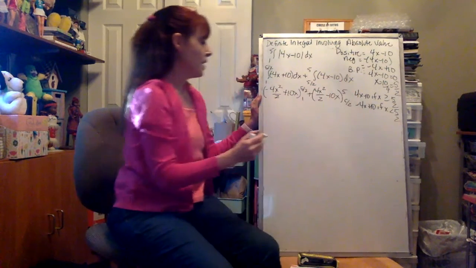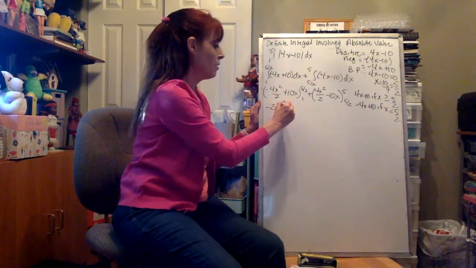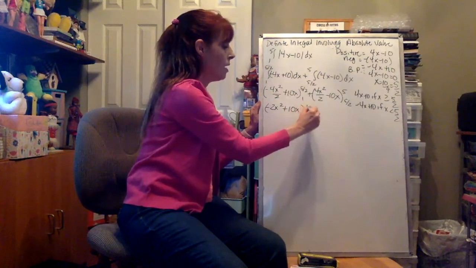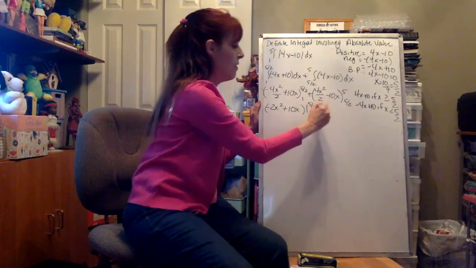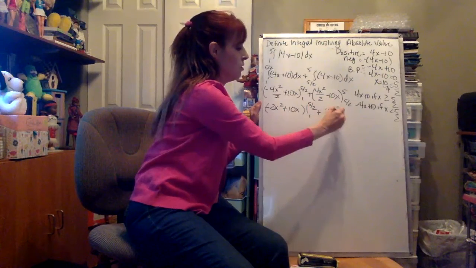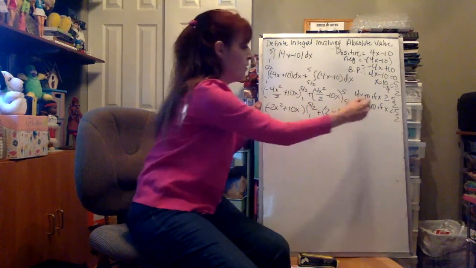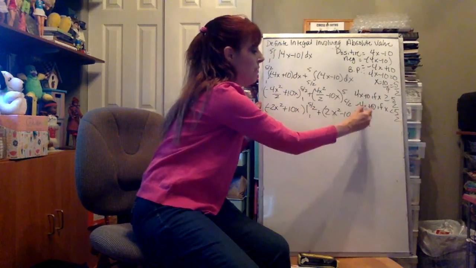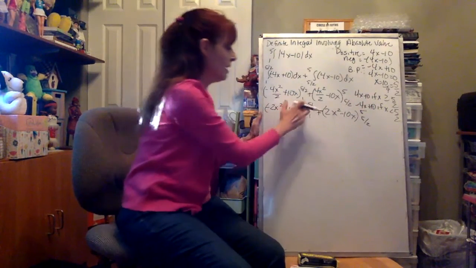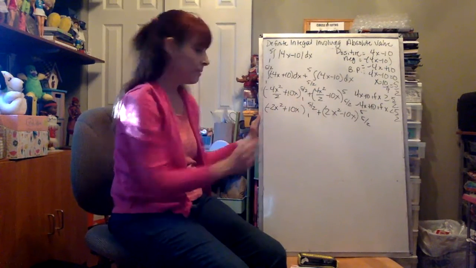All right, so now let's simplify that. That would be negative 2x squared plus 10x evaluated from 1 to 5 halves, and then plus 2x squared minus 10x, and that would be evaluated from 5 halves to 5. Okay? Now that we've got it rewritten, let's evaluate.